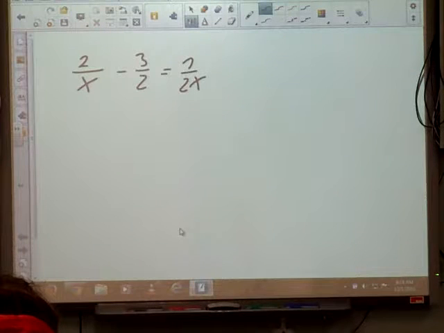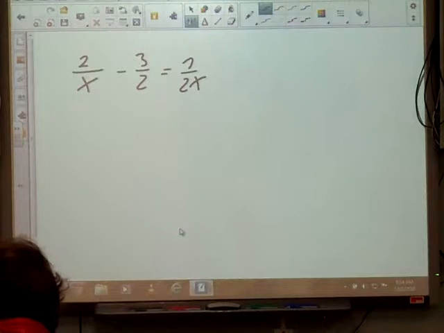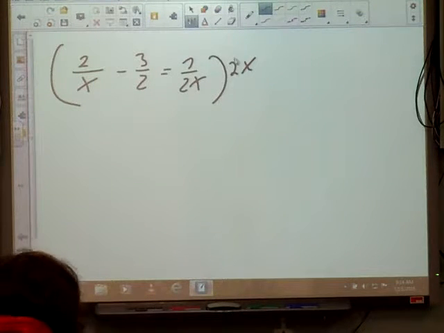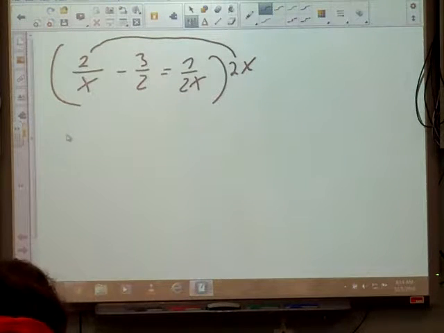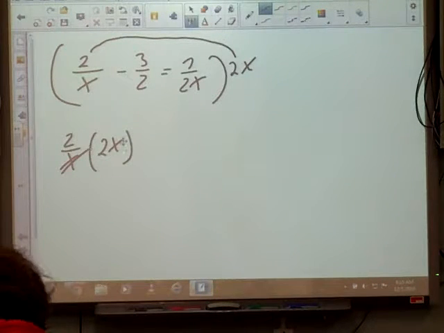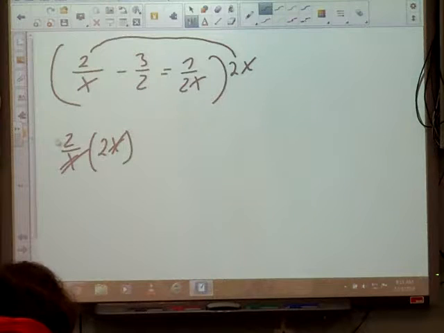Alright, so what will x, 2, and 2x all go evenly into? 2x. So just multiply the whole thing by 2x. Okay, so you distribute that to every piece now, and I'm still going to show my work, but when I do this, I'll probably skip some of these steps. 2 over x times 2x. The x's cancel, so you've just got 2 times 2.